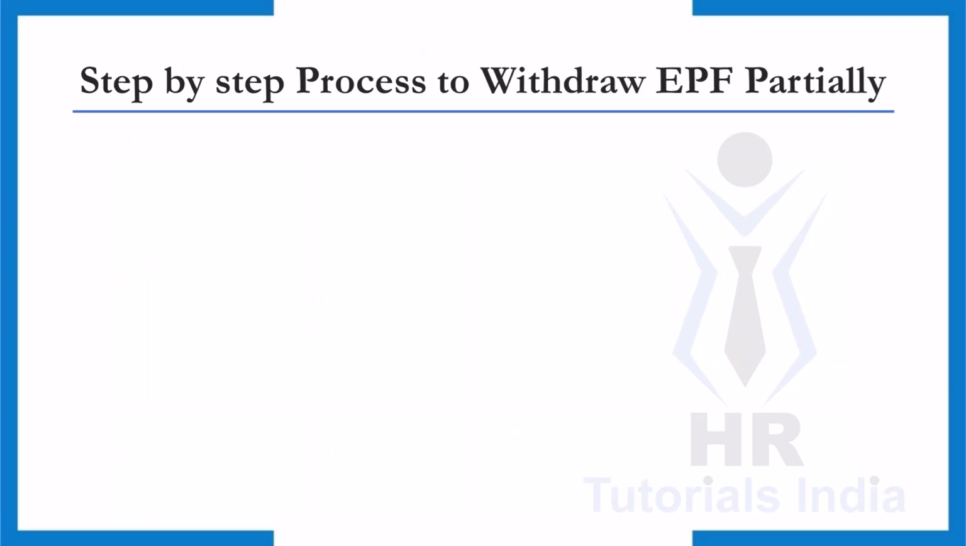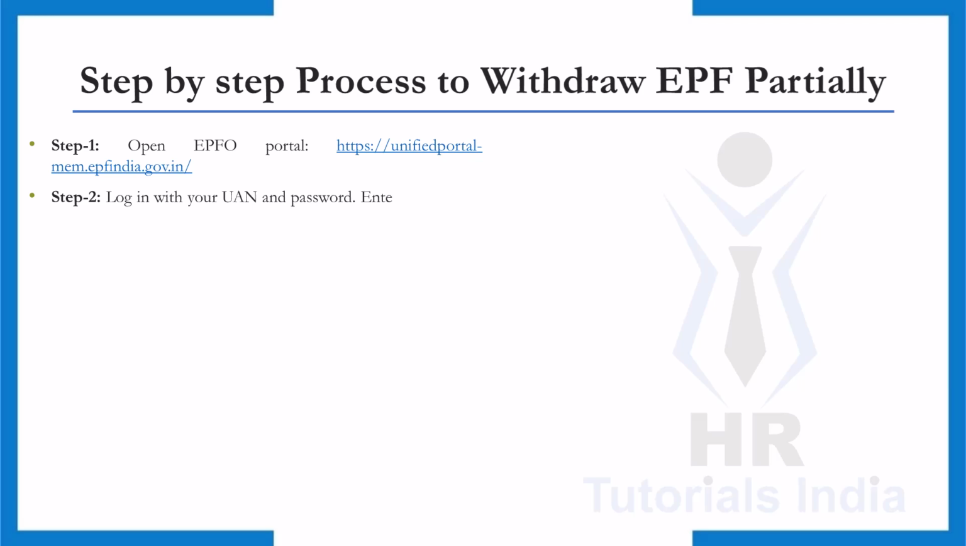Now let us see theoretically the step-by-step process of withdrawal of EPF partially. Once the theoretical part is done, we'll show you practically how to withdraw partial PF. Step 1. Open the EPFO portal, that is https://unifiedportal-mem.epfindia.gov.in. The second step is log in with your UAN and password, enter the CAPTCHA and click on the sign in button.